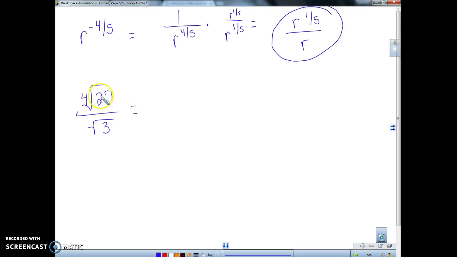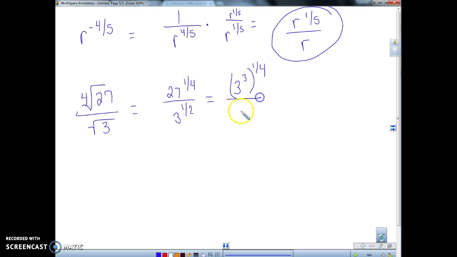On the next one, we cannot just divide the 4th root of 27 by the square root of 3 because they don't have the same radical. But we can rewrite this as 27 to the 1/4 power and 3 to the 1/2 power. Now we have to simplify 27. For example, if you would simplify 16, you could write 16 as 2 to the 4th power. You can rewrite 4 as 2 squared. 27 we can rewrite as 3 cubed.